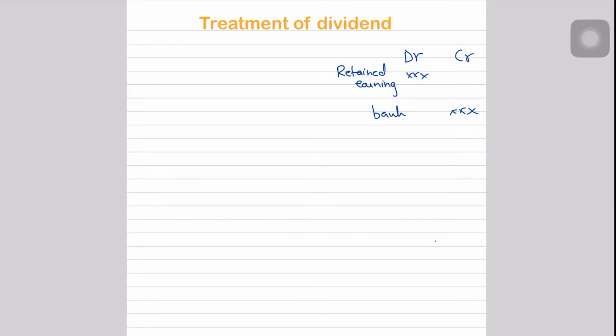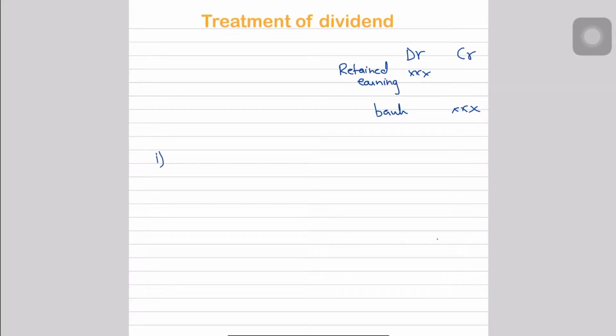Okay, so now let's see. Basically there are two types of dividend. One is the ordinary dividend and the other is the preference dividend. So ordinary dividend is basically given to the ordinary shareholders and the preference dividend is given to the preference shareholders. Now first let's see what is the correct treatment of ordinary dividend.